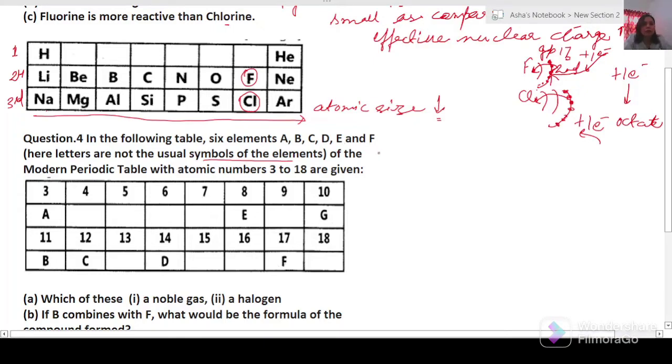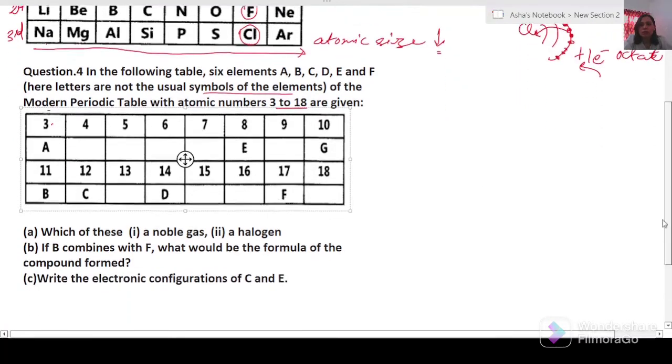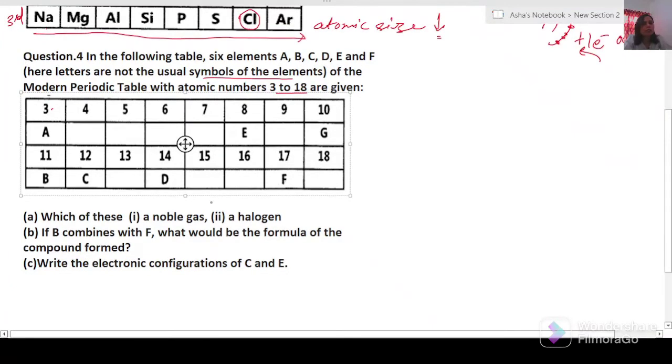Okay, so the table with atomic numbers 3 to 18 is mentioned. So this is the atomic number 3 and the name is A here. Now let us go to the question part. Which of these is a noble gas and which of these is a halogen? So you will have to identify a noble gas and a halogen here.